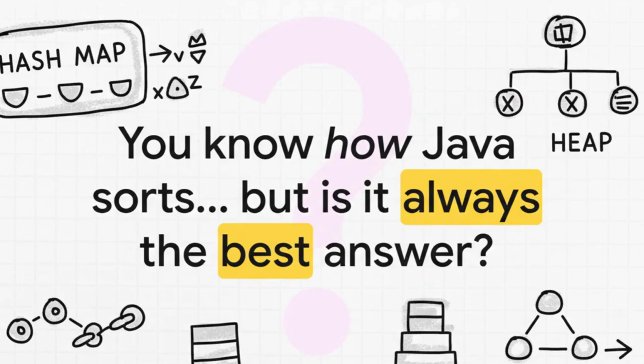So we've pretty much mastered how Java sorts, but this all leads to a much bigger question for any programmer. Just because you can sort something, does that mean you should? When might a hash map, or maybe a heap, or a totally different data structure be a much more efficient solution to your problem? That's a thought to take with you.